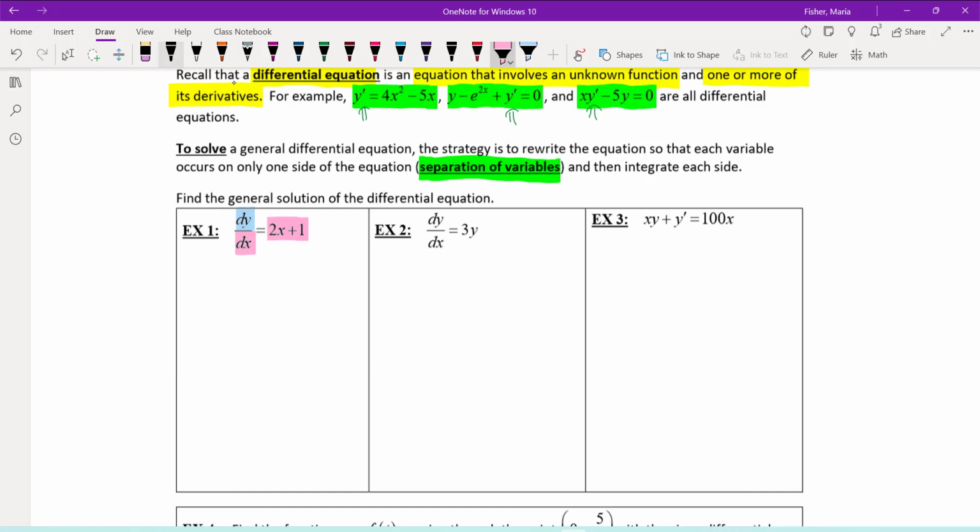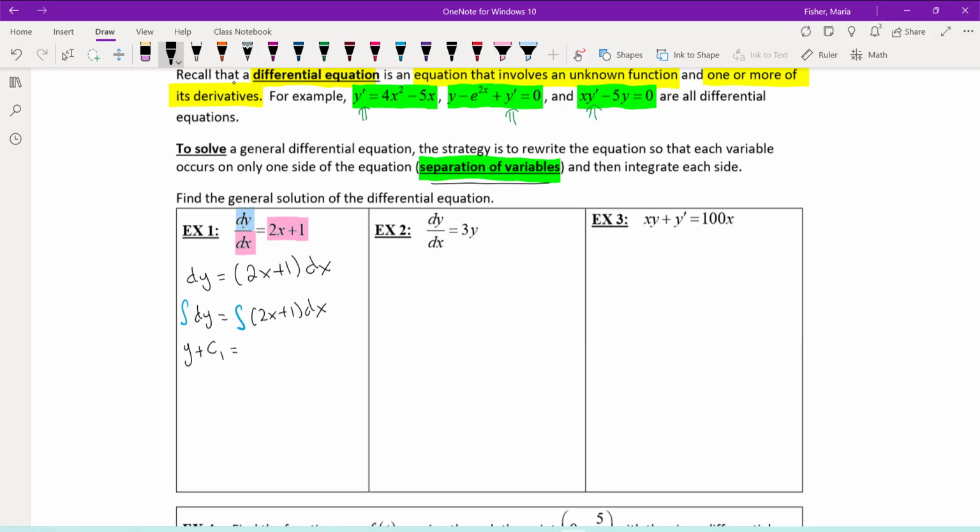So if I multiply both sides by dx, I end up with dy is equal to 2x plus 1 times dx. Now I have all of my x's on the right and all of my y's on the left. Since I've separated my variables, I get to integrate both sides. So I get to integrate dy and I get to integrate 2x plus 1 dx. Now the integral of dy is just going to be y plus some constant of integration. I'm going to call it constant sub 1.